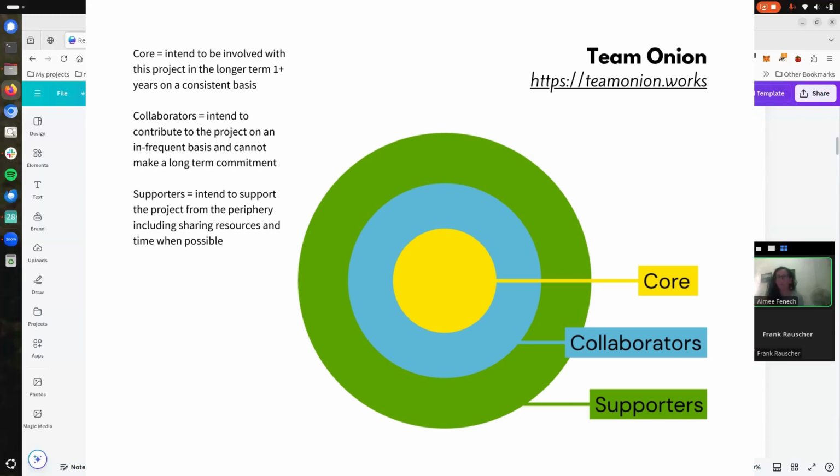It could be, for example, if you're running a service that requires membership, the members would be considered as supporters. And then the core team within that are the people who are providing the service, and the collaborators, as I said, are somewhere in between, right? I'll show you a little bit more about this as well.